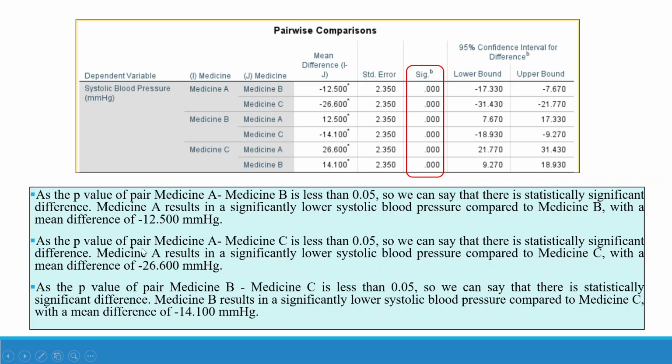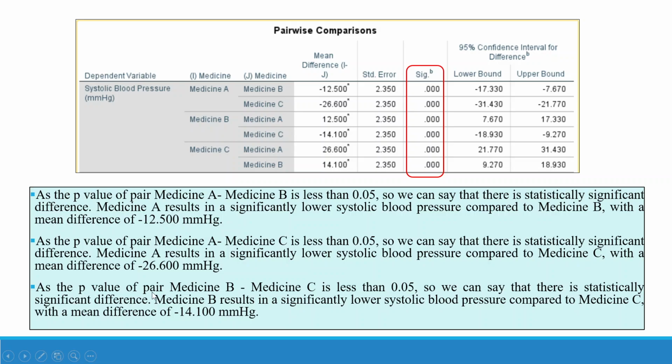As the p-value of the pair medicine A with medicine C is less than 0.05, we can say that there is a statistically significant difference. Medicine A results in a significantly lower systolic blood pressure compared to medicine C with a mean difference of minus 26.6. Now B with C, the difference is minus 14.1.